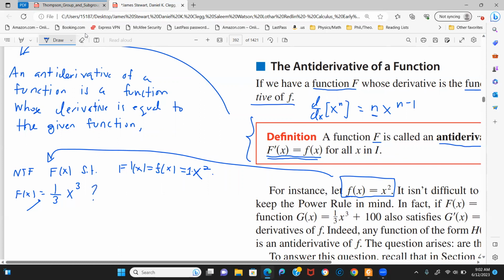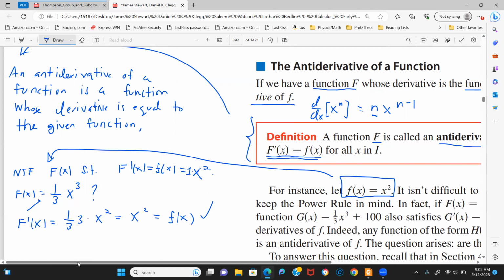So here's a guess, and let's just check it. If I do f prime, I'm going to do the power rule. So I have 1/3 times 3 times x to the 3 minus 1, which is 2. And then the 3 and the 1/3 cancel, and you get x squared, which is f of x. So check. All right, so this is an antiderivative.